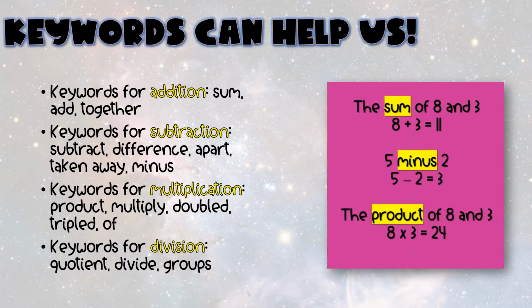So as an example, we see here that we have the sum of 8 and 3. So 8 plus 3 equals 11. Then we have 5 minus 2. That tells me I'm subtracting. So 5 minus 2 equals 3. And then I have the product of 8 and 3. So product means that we're multiplying. So 8 multiplied by 3 is 24.